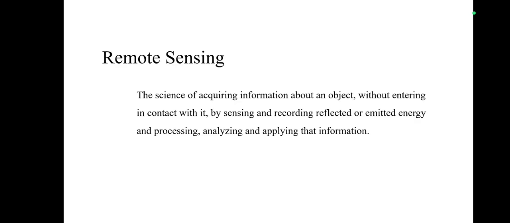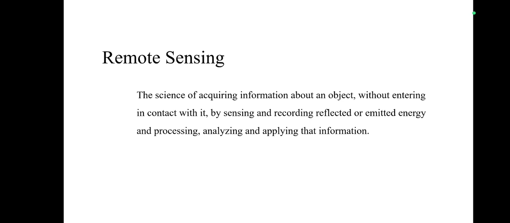First, remote sensing: the science of acquiring information about an object without entering into contact with it, by sensing and recording reflected or emitted energy, and processing, analyzing and applying that information. Remote sensing is nothing but acquiring information about an object without contact, by sensing and recording the data, and then we can analyze and process the information. So that is remote sensing.